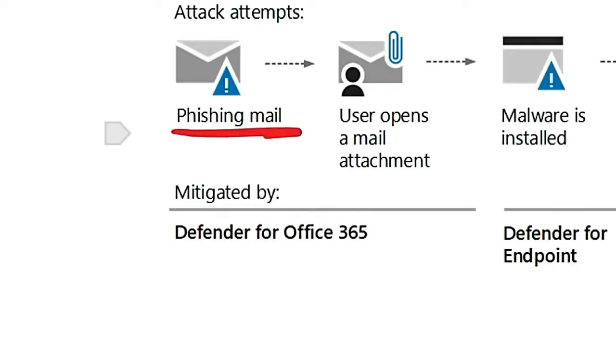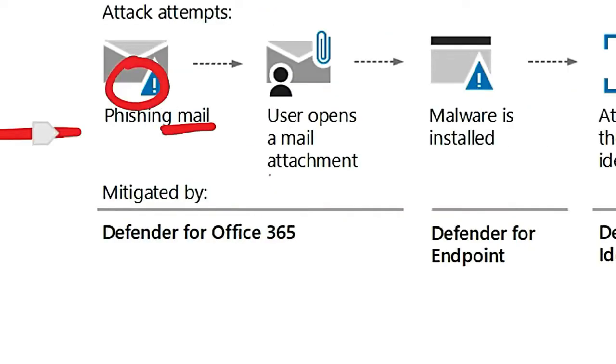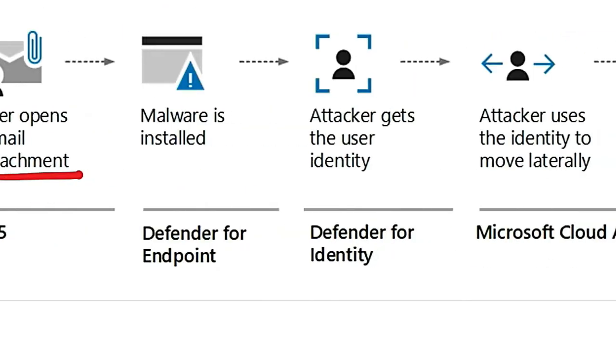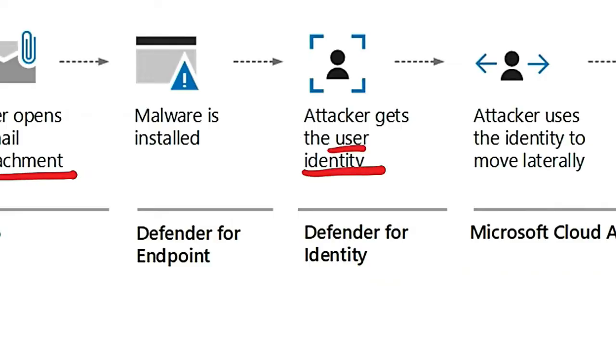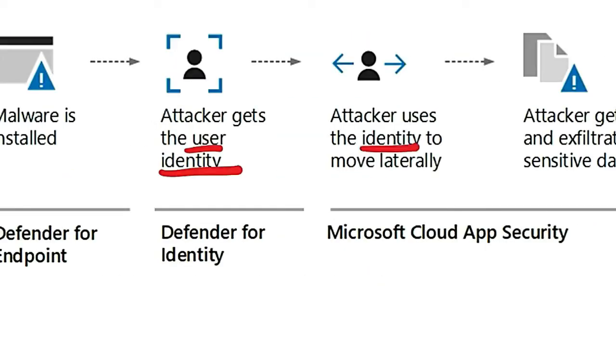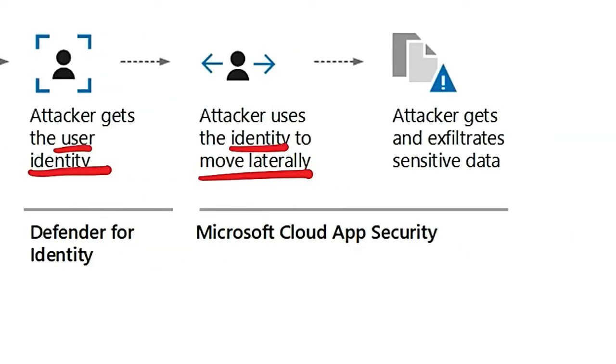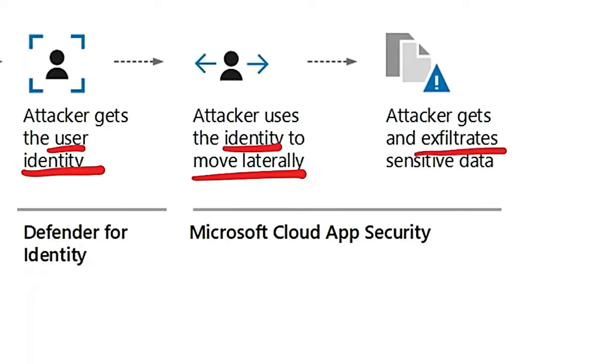Imagine that an employee in your organization gets a phishing email and it has a malicious attachment. This user doesn't know it is malicious or a phishing email, so they go ahead and open the mail attachment. There is malware in this which gets installed, which in turn gets the user identity, and then the attacker uses that identity to move laterally to other devices and assets and get more sensitive information. They start to exfiltrate.